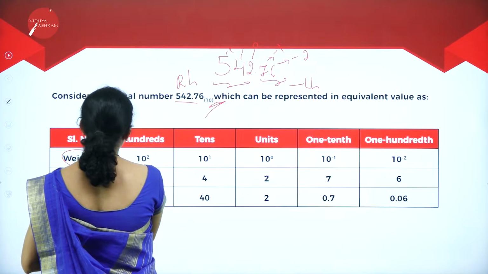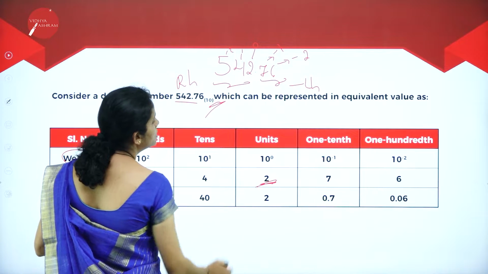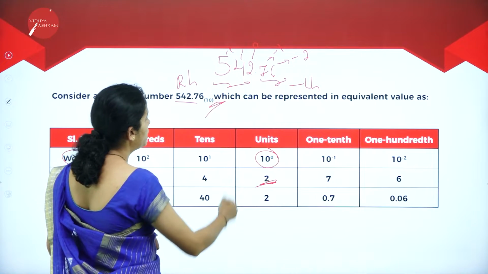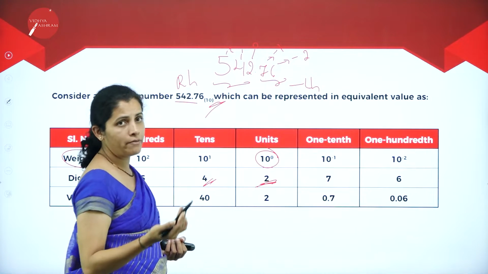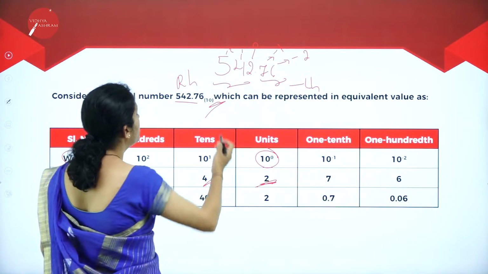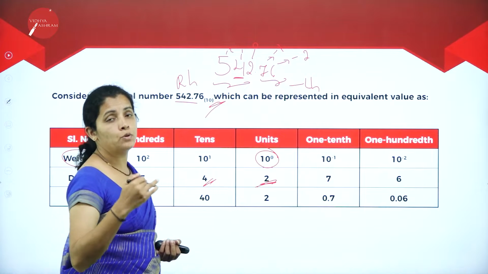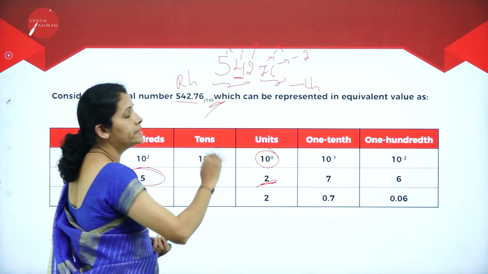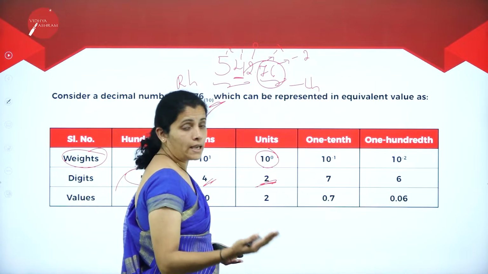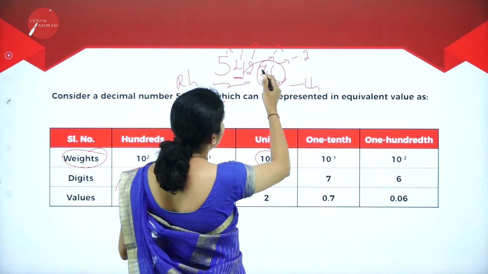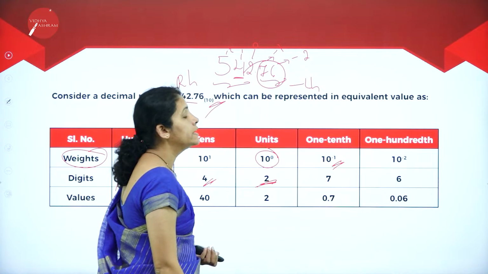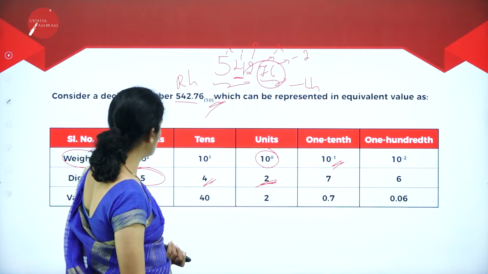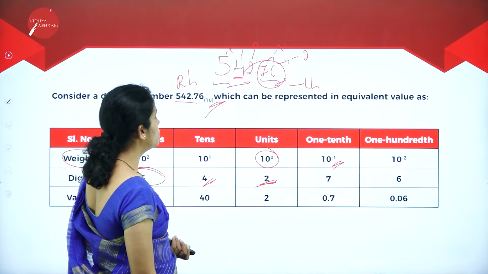So first I'll write the weights. First, what is my first position? That is 2. And what is the weight? 10 to the power 0. And what is my next number? It is 4. And what's the weight? 10 to the power 1, because 4 is present at position 2. And if I consider the number 5, then it is 10 to the power 2. If I consider the fractional values, for 7, it is minus 1, that is 10 to the power minus 1. For 6, it is 10 to the power minus 2.